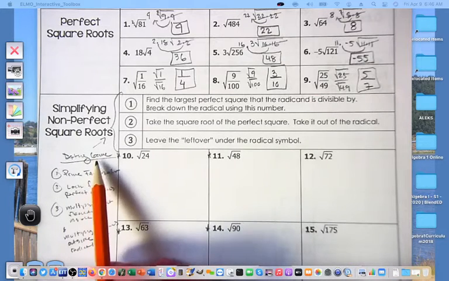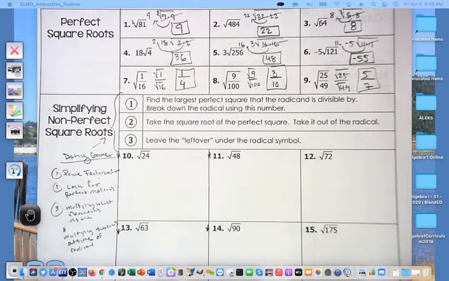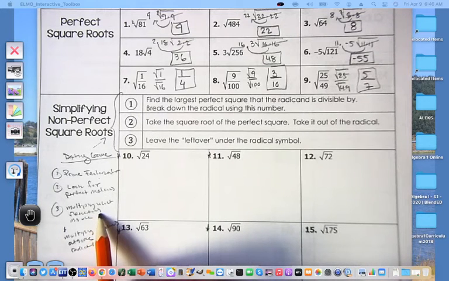I call it the dating game. So we're looking for perfect matching couples. And to help you remember this, I make it real corny. Once you find a perfect couple, they get married, they become one person, and they leave the radical sign altogether, and they leave behind all those people that didn't match up. Once you've done this, any numbers that remain under the radical sign, we are going to multiply back together.